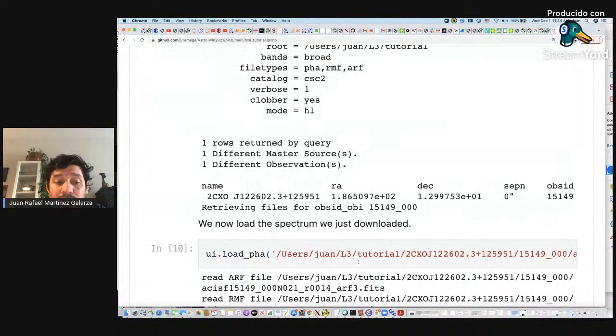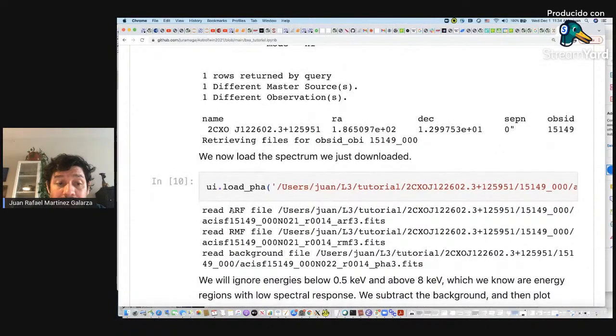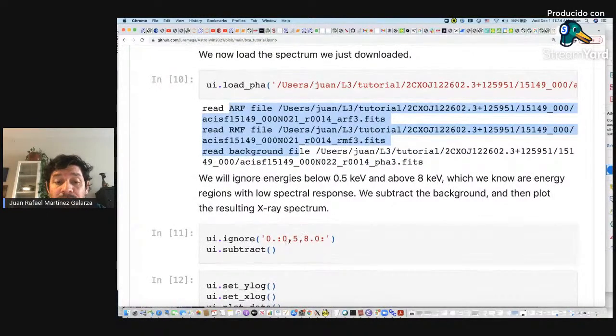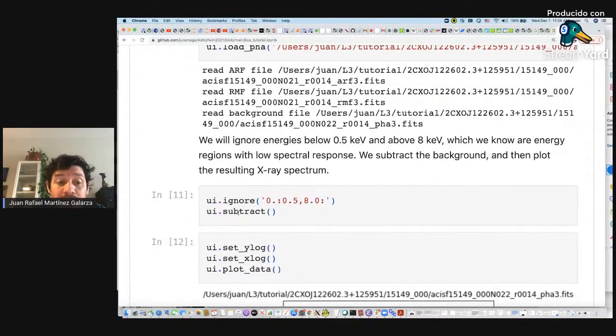And now you load the spectrum that you just downloaded here, and it's actually going to automatically load the three of them, right? And now we do the same as before. We ignore energies that are below 0.5 or above 8 kiloelectron volts. And then when we do subtract here, what we're doing is subtracting the background.